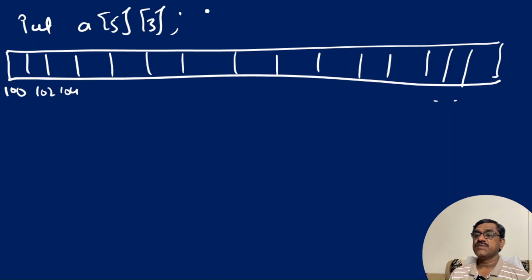Total how many elements are there? 15 elements. So 15 into, if it is going to take 4 bytes, we write 100, 104, 108, like that, the addresses will be given. So if the integer takes 4 bytes, 15 into 4, how much? 60 bytes of memory is allocated for this, right?